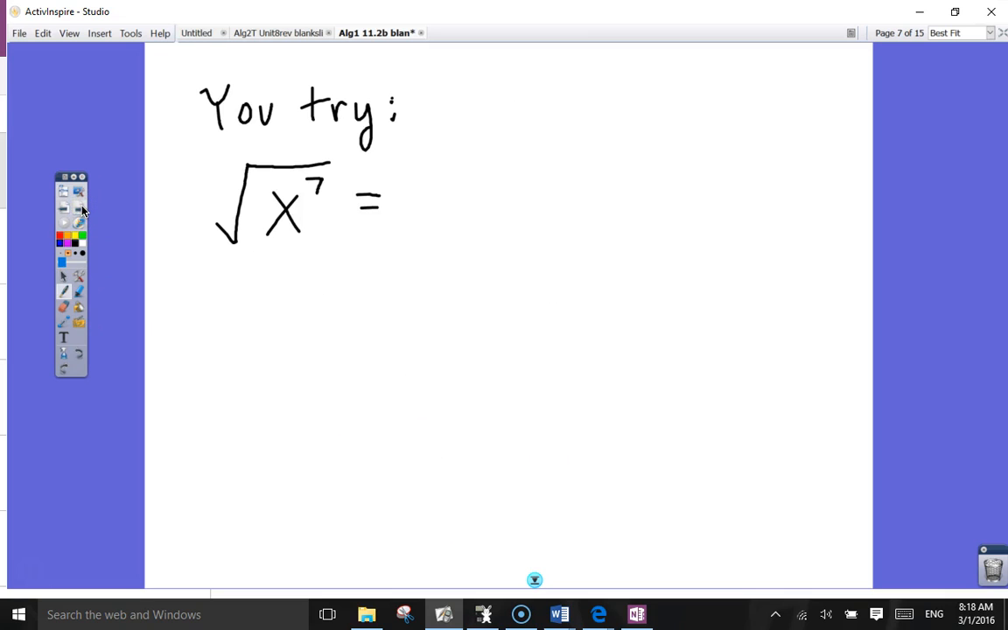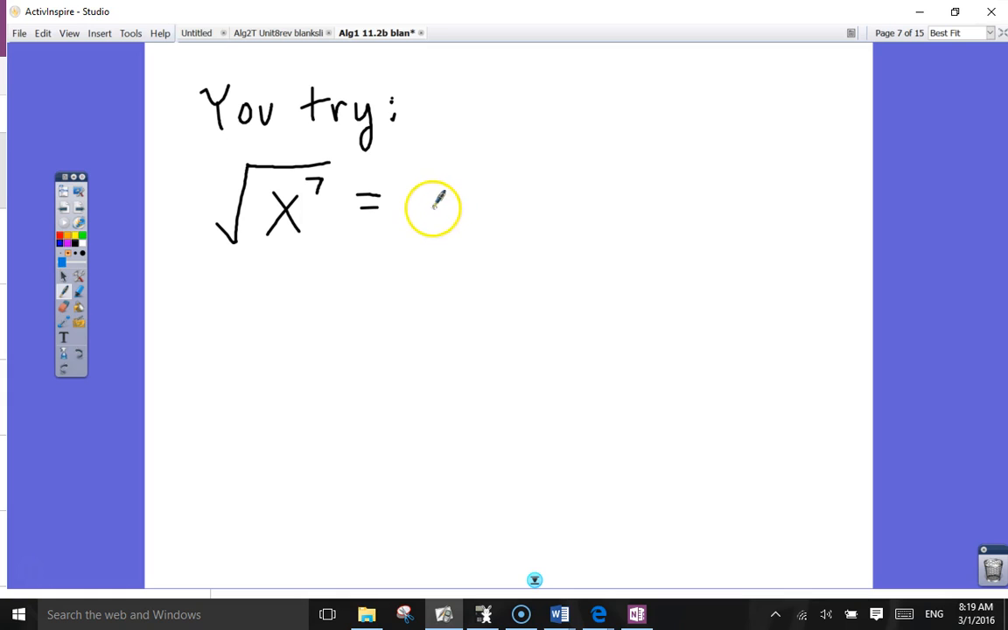So try to simplify x to the seventh. Split it up into a part you can simplify and a part that won't. Questions? Sebastian? Any other suggestions? 6 and 1. Okay? Think of what's the highest even number less than 7? 6. Okay, that's going to get you the most simplification.